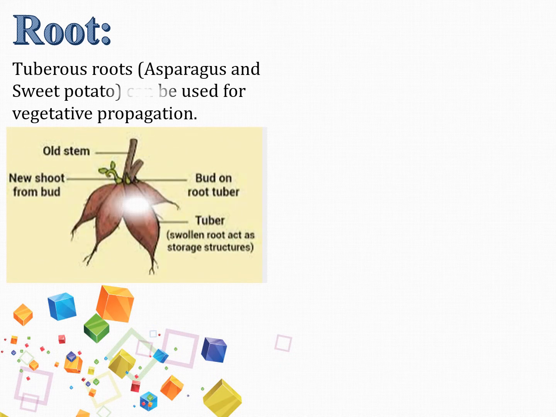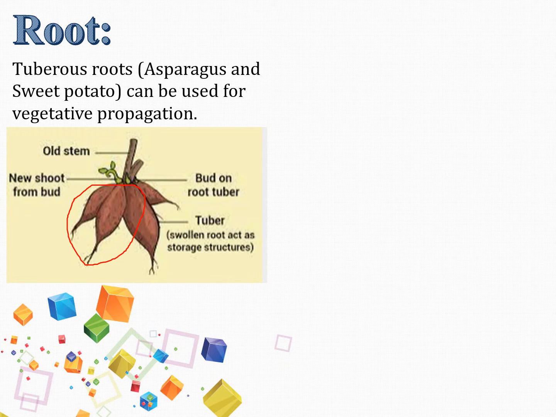The third example of vegetative propagation is root. In root, we are going to take sweet potato. Sweet potato roots become swollen due to stored food. See here, these roots remain underground. If they remain as they are, the next season new plants grow from these roots.